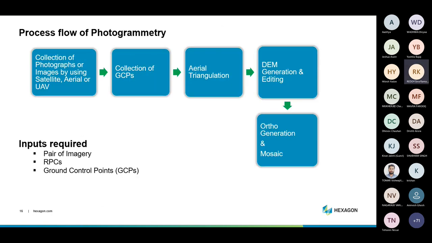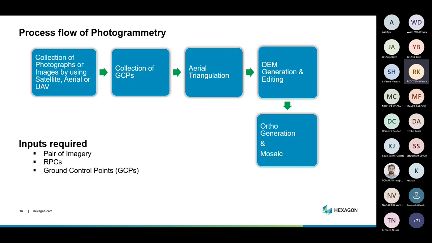And this is the typical workflow of photogrammetry. To create a photogrammetry project, we require the stereo imageries. That is the important task. It may be aerial, UAV, or satellite. So the imagery should be a stereo pair.